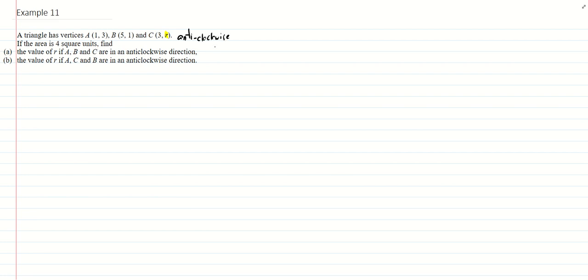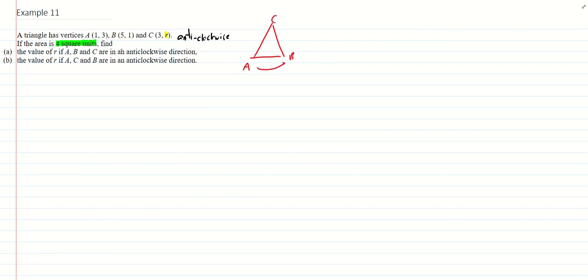Alright, so now the question gives you that the area of the triangle is 4 square units. And then they tell you to find the value of r if A, B, and C are in an anti-clockwise direction. So now we know for a fact that if I draw our triangle for part A, my A, B, and C will go from here. Next one will be B, and next one will be C.